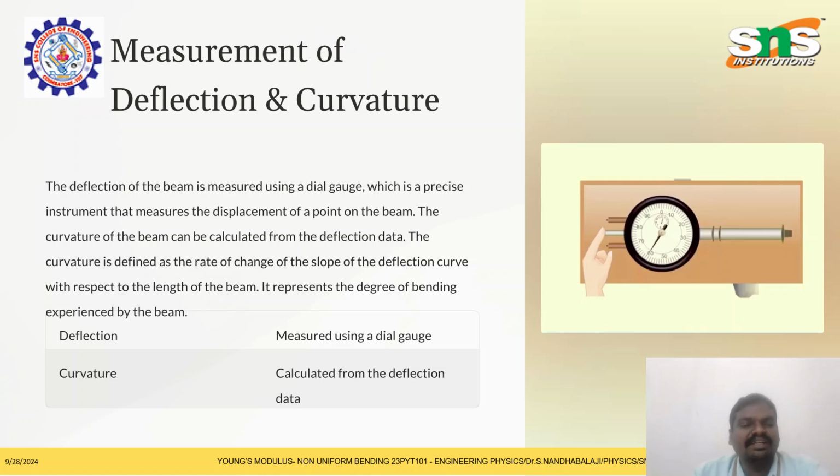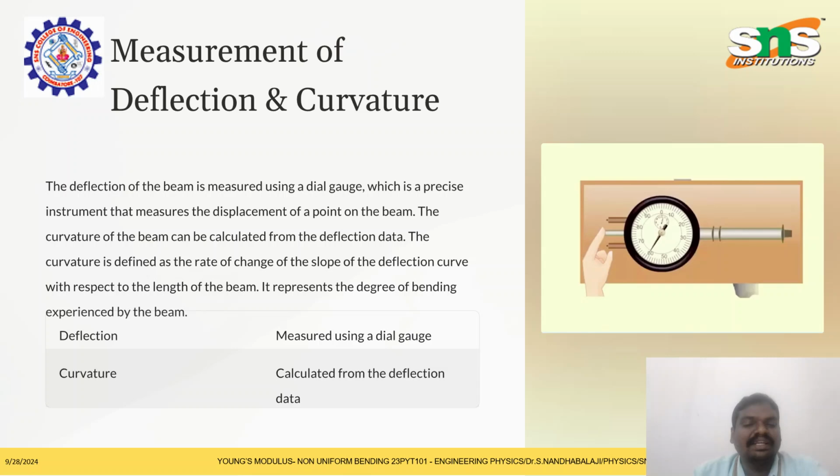Measurement of deflection and curvature. The deflection of the beam is measured using a dial gauge, which is a precise instrument that measures the displacement of a point of the beam. The curvature of the beam can be calculated from the deflection data. The curvature is defined as the rate of change of the slope of the deflection curve with respect to the length of the beam. It represents the degree of bending experienced by the beam.